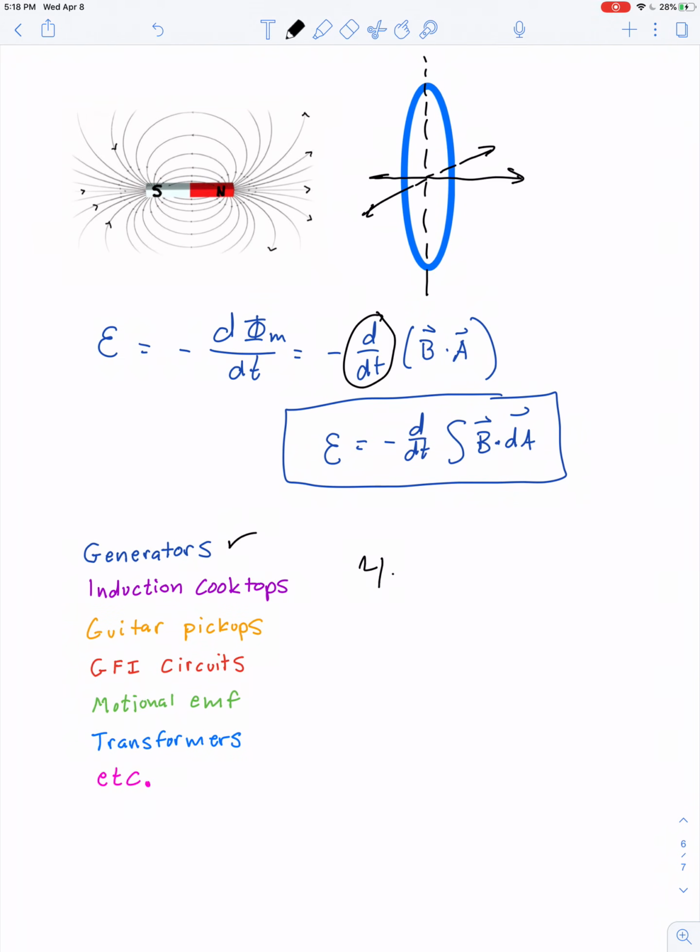And so in Unit 4.3, we're going to discuss how generators work. We'll make an example out of induction cooktops, guitar pickups, GFI circuits, that stands for ground fault interrupter. We'll learn of something known as motional EMF, and I think we'll conclude this unit with the discussion of how transformers work. But there'll be more examples along the way, so stay tuned.